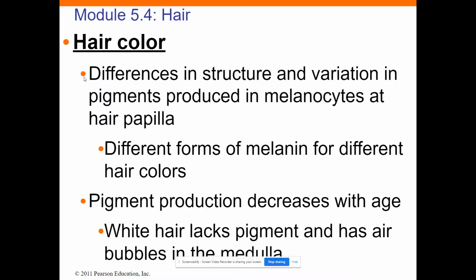So your hair color, the difference in structure and variation in pigments, is produced in your melanocytes. Those are your melanocytes coming into play again, not only with your skin coloring, but also your hair coloring as well. There's different types of melanin for different hair colors, for blonde and brown and red and all different types. And then as you age, the pigment production can stop or start to decrease, and people start seeing gray hair or white hair. And so the white hair doesn't have any pigment in it, and sometimes it can get air bubbles in the medulla, and that can also cause it to turn white as well.